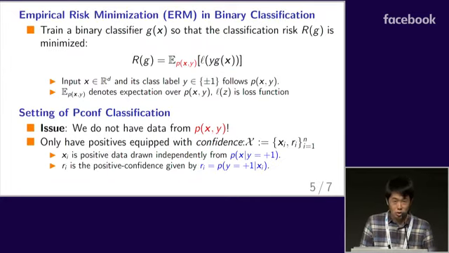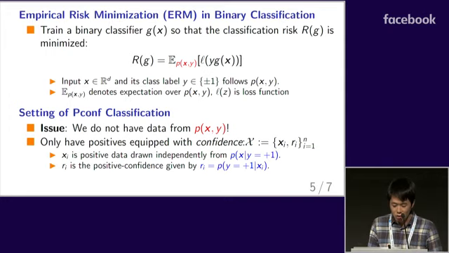So let's go into the details a bit more. In binary classification, you usually want to do empirical risk minimization, or ERM. You train a binary classifier G so that the classification risk R is minimized. And the definition of R is given in the first equation here. But there's a big issue here.